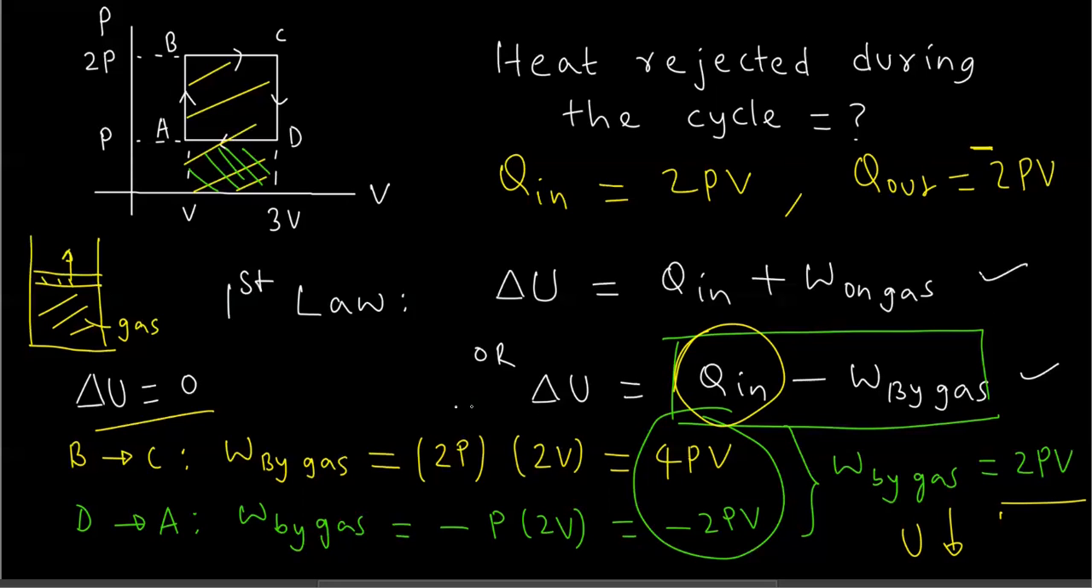Now, let's say suppose if heat is really rejected, how can I change the cycle? Right now the cycle is clockwise. Had the cycle been anti-clockwise, then the heat would have been rejected, given out. You understand? Because in that case, what happens? The work done on the gas would be more.